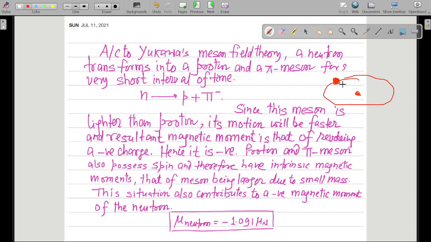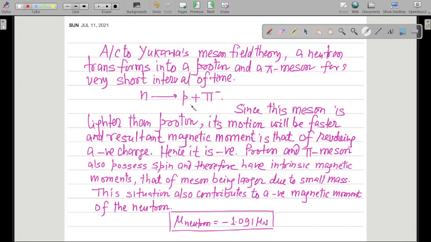So when the pion is moving like this around the center of the nucleus, the motion of the pion around the center of the nucleus will create a negative magnetic moment, and the motion of this pion about its own axis will also create a negative magnetic moment. That is the intrinsic magnetic moment, negative, because it has negative charge and small mass.